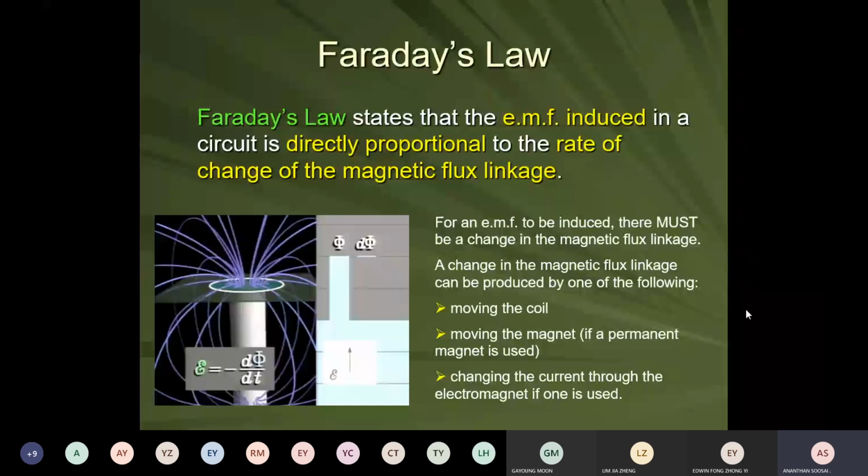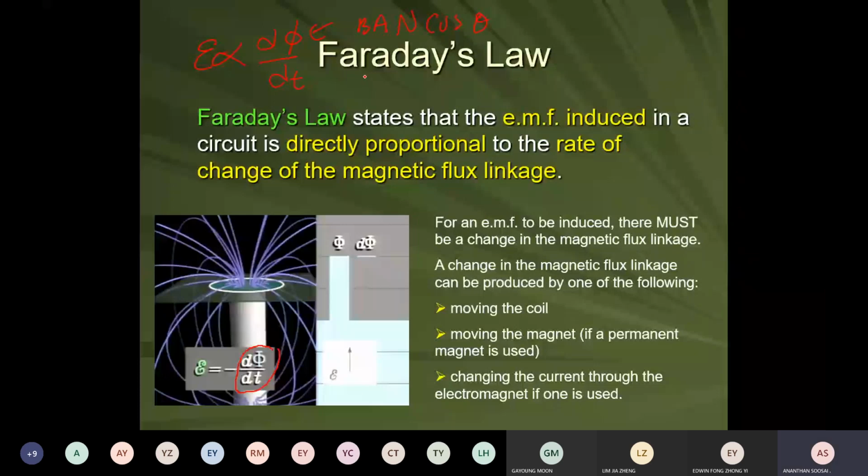According to Faraday's law, the EMF induced in a circuit is directly proportional to the rate of change of magnetic flux linkage. So Faraday says the EMF induced is directly proportional to what? The rate of changes of magnetic flux linkage. This is flux linkage, so it should be BAN, B dot A dot N. We can put cos theta.